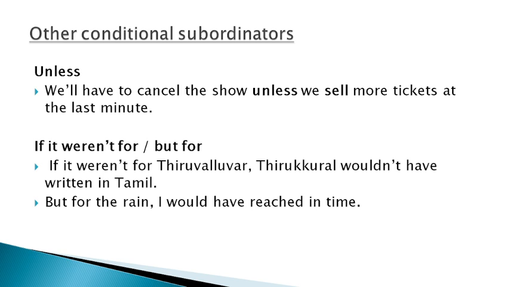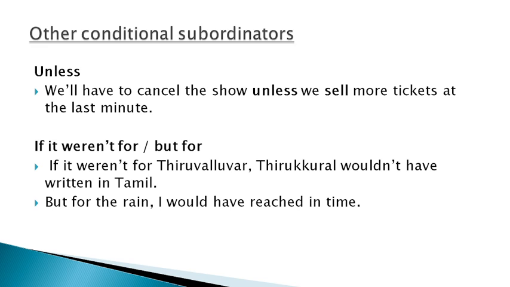Okay. Type 0, type 1, type 2, type 3. Apart from these four types, we have other conditional subordinators to express the conditional meaning. Now look at it. Unless: we can use it instead of "if not." For example, we will have to cancel the show unless we sell more tickets at the last minute.